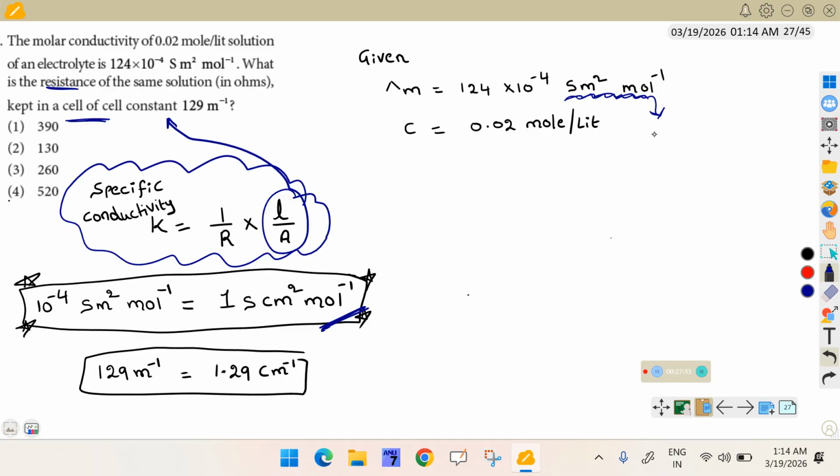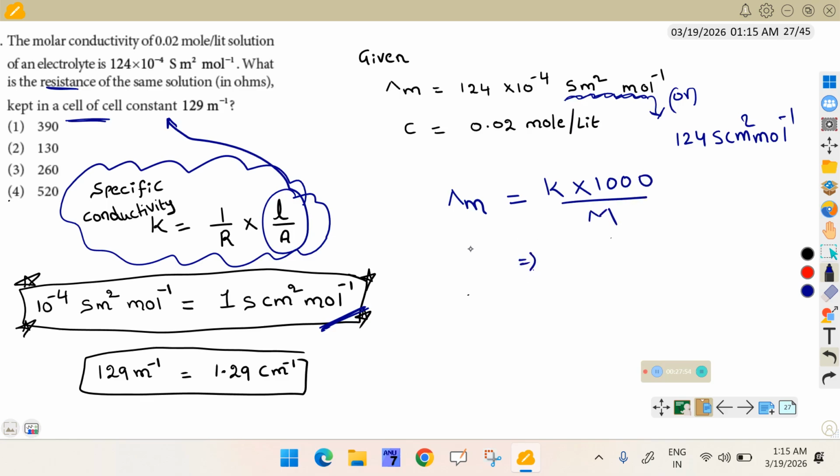Or it can be written as 124 Siemens centimeter square mole inverse. We know that molar conductivity is equal to specific conductivity into 1000 by molarity. Capital lambda M value 124 equals K into 1000 by 0.02. Then calculate the value of K. K is equal to 124 into 0.02 by 1000.